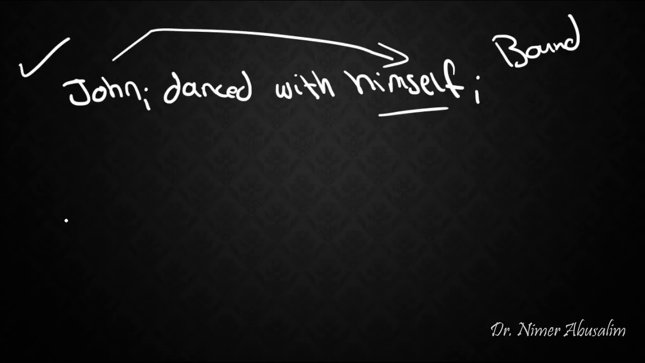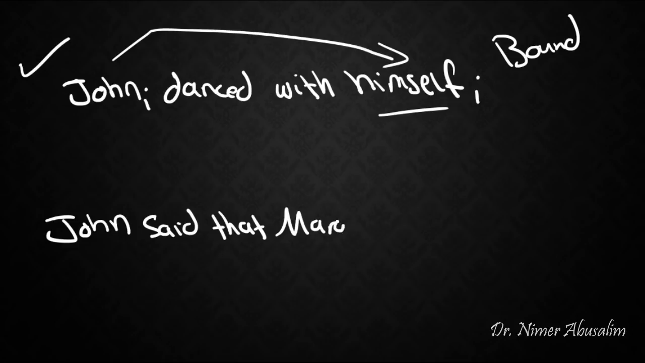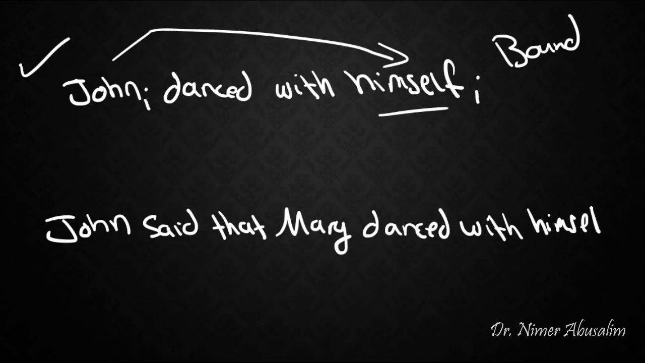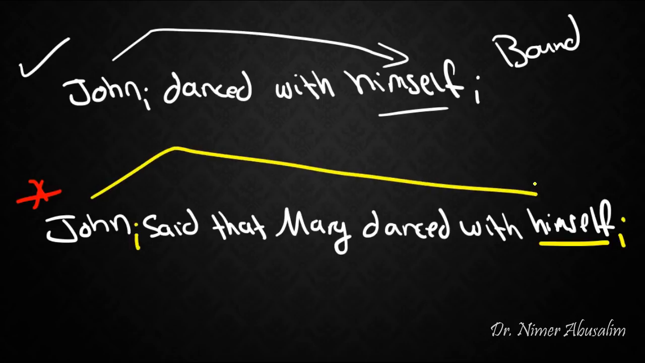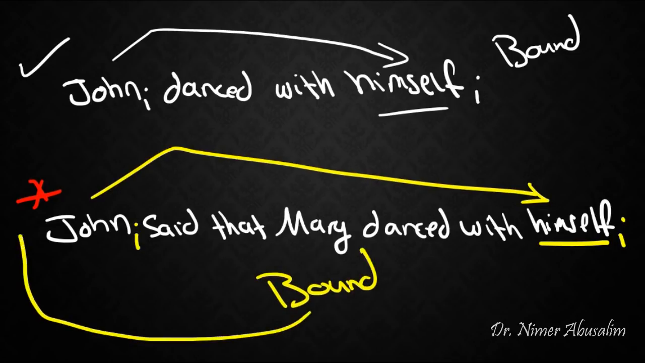Now, how about this? John said that Mary danced with himself. This is clearly an ungrammatical sentence. But why? Have we violated any principles? Well, we have an anaphor here, so we should be going by principle A. Principle A again suggests that the anaphor must be bound. So let's try. Let's give this an index i and this an index i. Great. Does John c-command himself? Of course it does. Try drawing out the tree for yourself and see that it does. So then himself is bound. But why is it still ungrammatical?